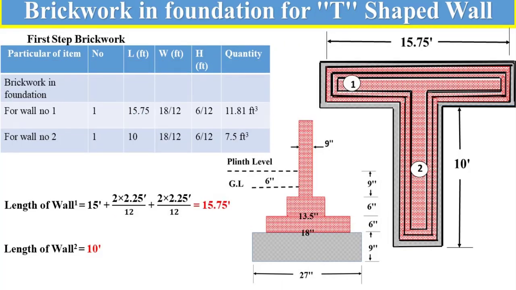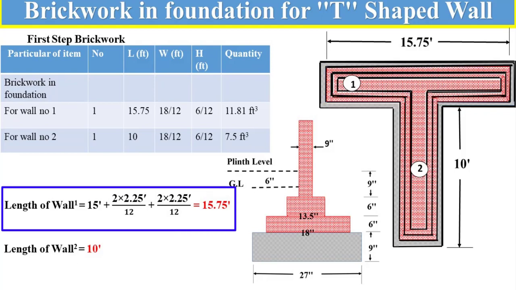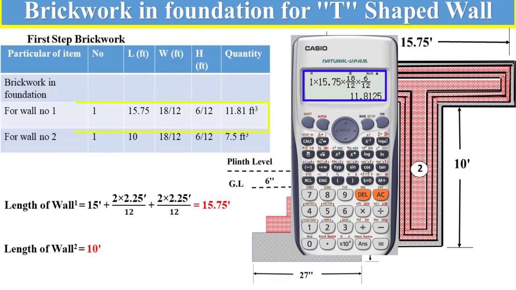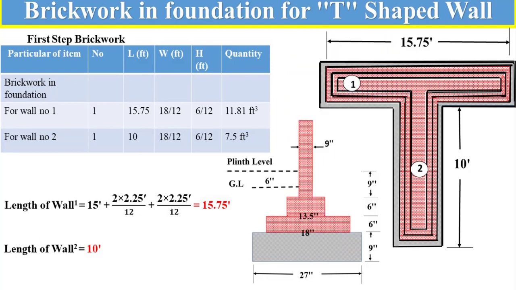For the brickwork in foundation for wall number 1 and 2 in first footing, we need the length of wall number 1 in first footing, that is 15.75 feet. The width of the first footing is 18 inches. The thickness for first footing is 6 inches. For the total quantity of brickwork in first footing for wall number 1, multiply 15.75 multiply 18 divided by 12 multiply 6 divided by 12. So the total quantity of brickwork in first footing for wall number 1 is 11.81 cubic feet.